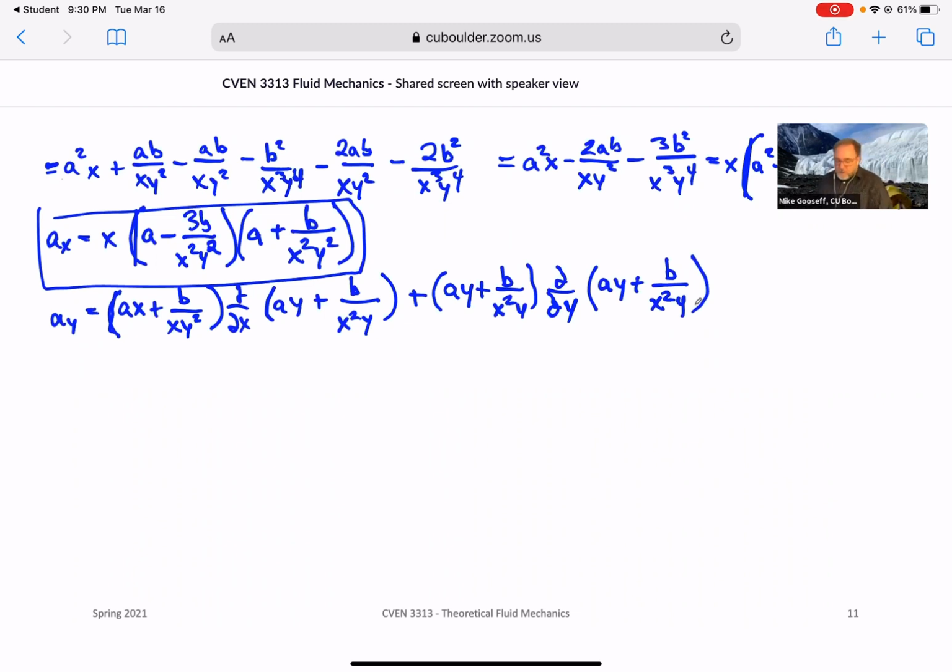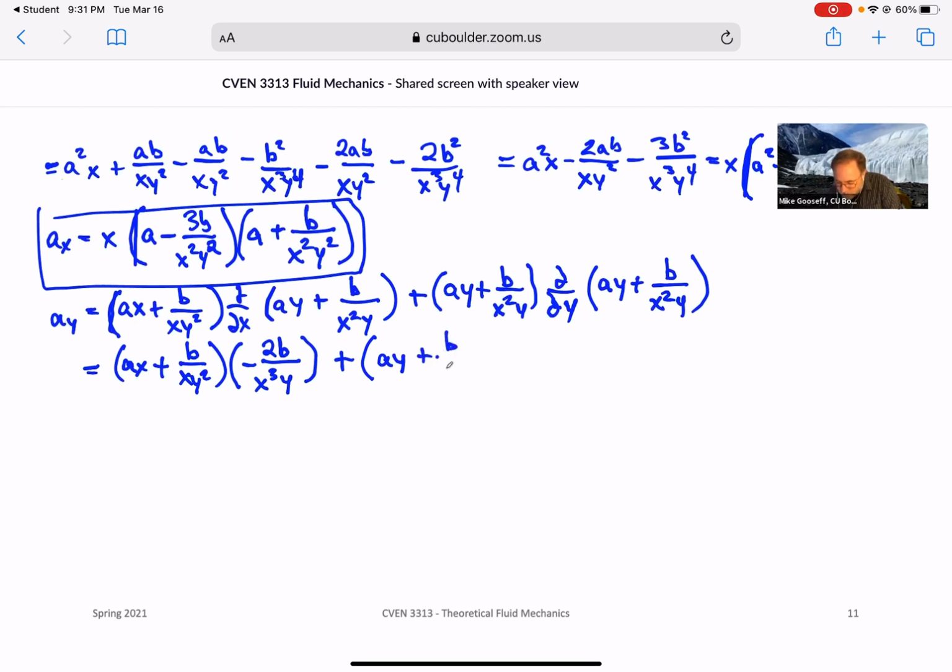Okay. Now, again, we're going to take those two derivatives there, those two partials, one with respect to y, one with respect to x, and then we'll get a times x plus b over x y squared. Again, no change there, but now we have minus 2b over x cubed times y, and then we add a times y plus b over x squared y, and then we multiply by a minus b over x squared y squared.